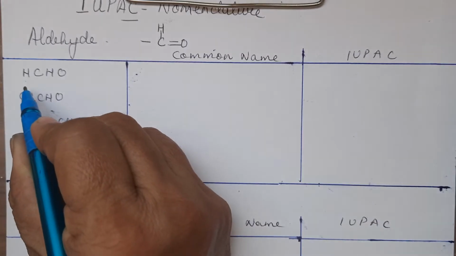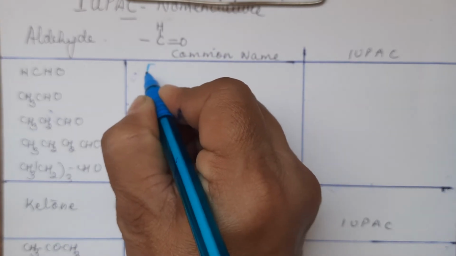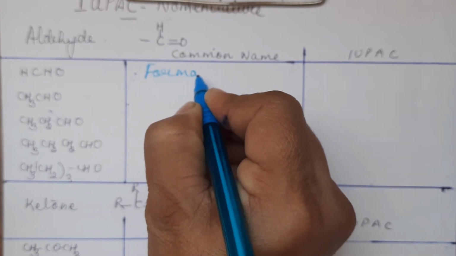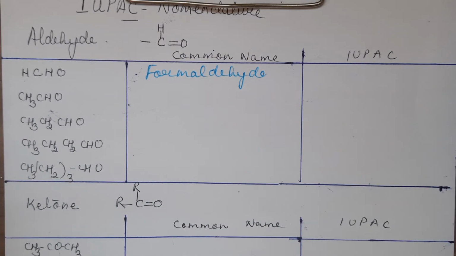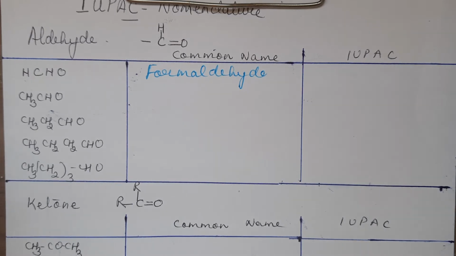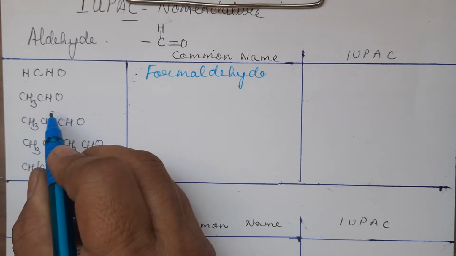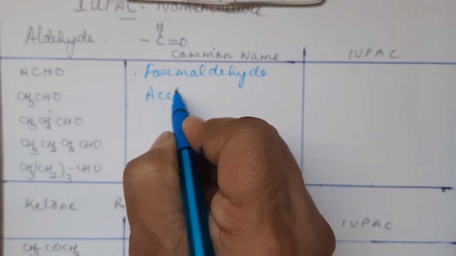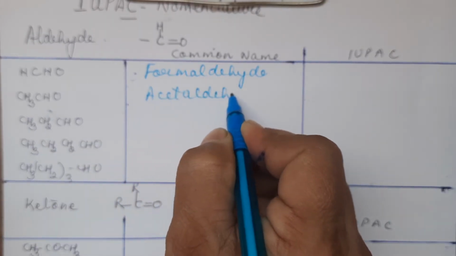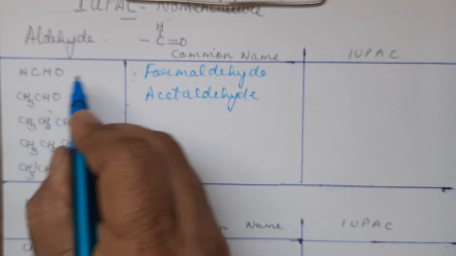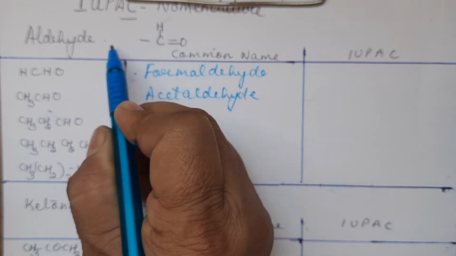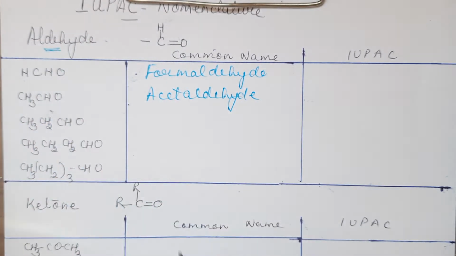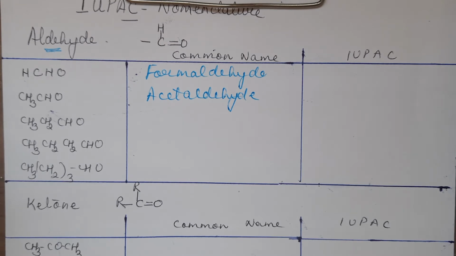First one, HCHO. The common name for this is formaldehyde. Let me write all the common names and then I'll talk about the IUPAC names. With a two carbon atom aldehyde, it is called acetaldehyde. And one more thing, in CHO three bonds are already attached, so only one more bond is possible. That means aldehydes are always present on the terminal side. They are always present at the end.